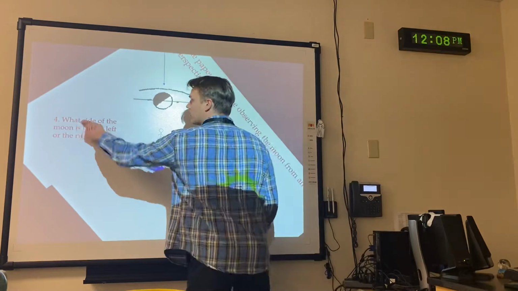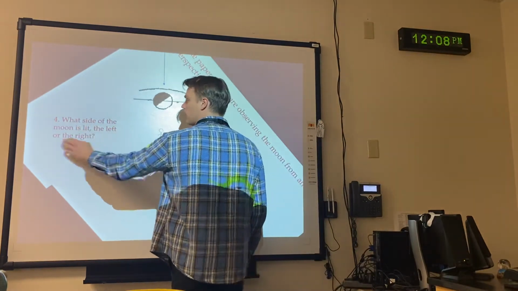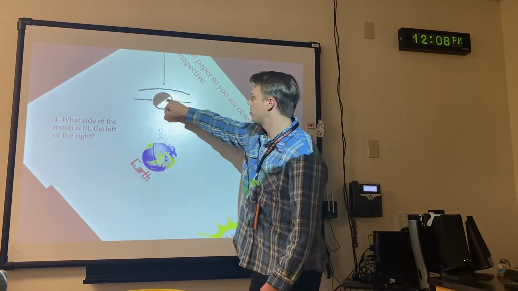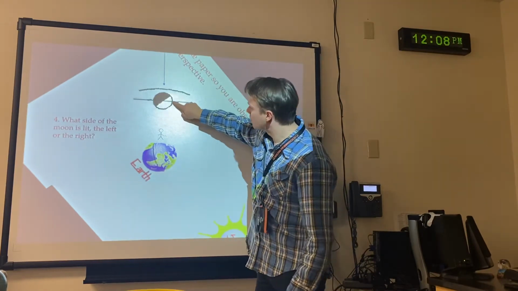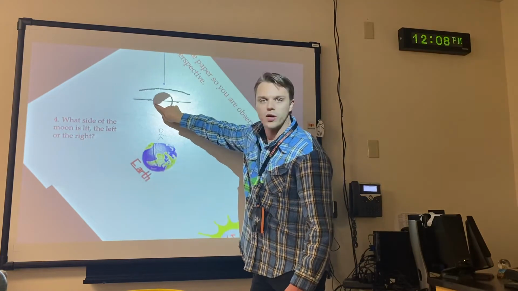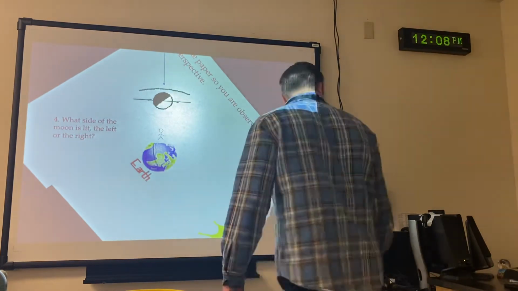So, what side of the moon is lit? The left or the right side? So we're going to just be looking at this side, right? We drew the line, this side of the line. I see that the right side is lit here, and the left side is a little dark. So the right side is lit, and the left side is a little dark.